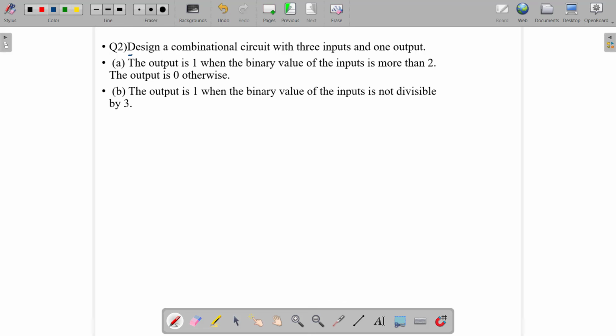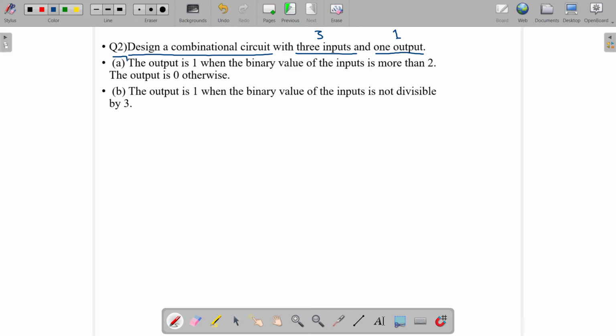Okay, in question number 2, we want to design a combinational circuit. In designing the combinational circuit, we said that we have 5 steps that we have to obey. So it says design a combinational circuit with 3 inputs. It means that here the number of inputs is given, and 1 output. It means that the number of outputs is given here. So the output is 1 when the binary value of the input is more than 2. The output is 0 otherwise.